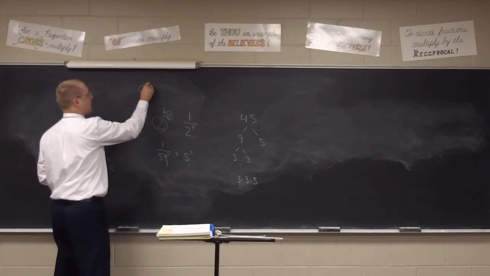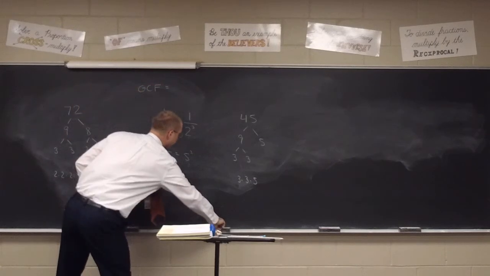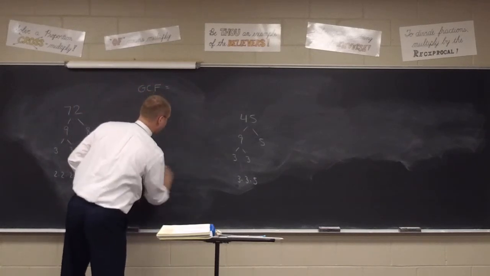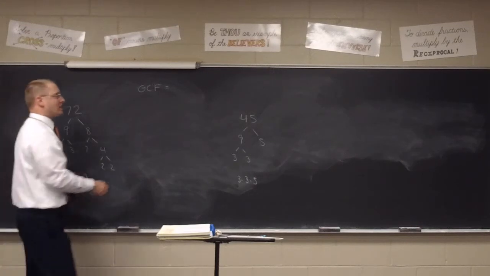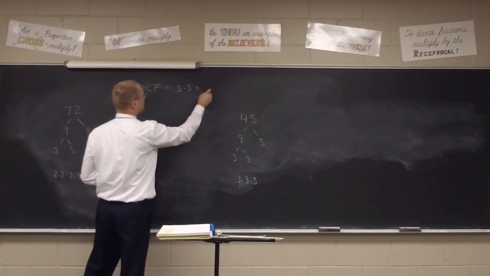If I were looking for the greatest common factor, I would look for what those two listings have in common. Well, what do both lists of factors have? 2 threes. A couple of threes. So the greatest common factor is 3 times 3, or 9.